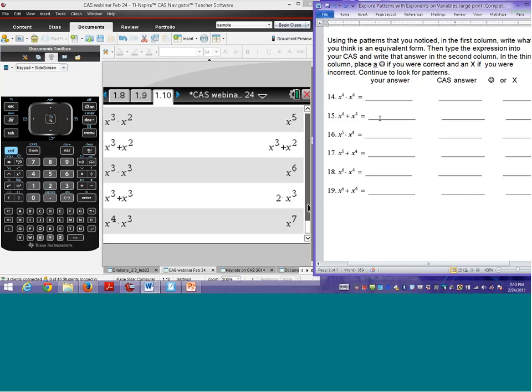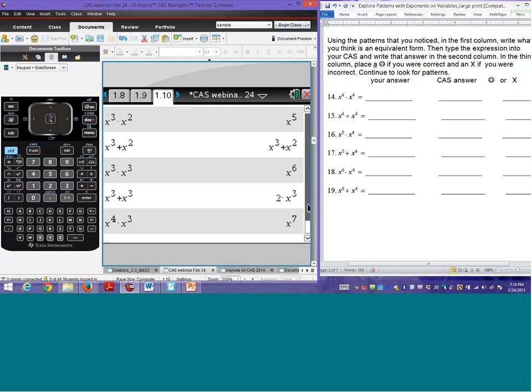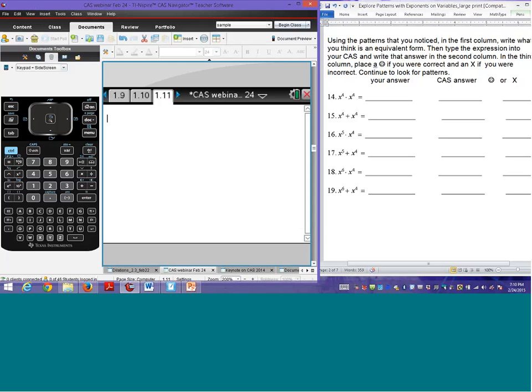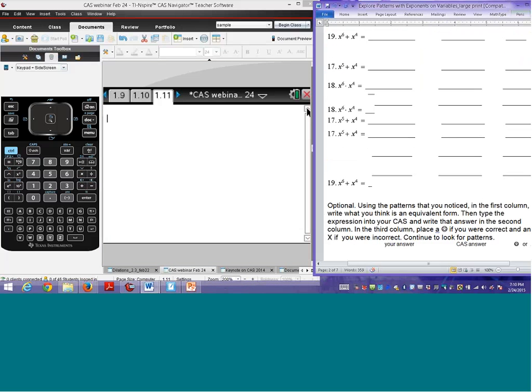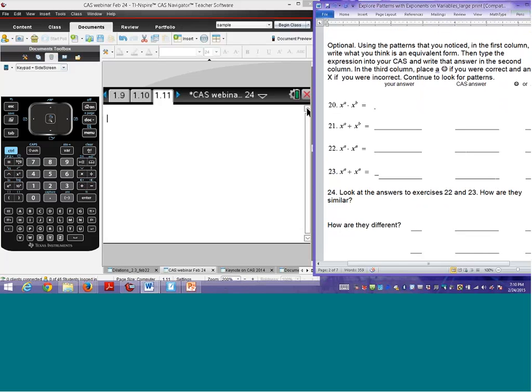And so they would go ahead and do number 15, x to the fourth plus x to the fourth, and hopefully write 2x to the fourth, and so on. And I can't remember if I have this on. So on the next page, this would be where they could type those answers in. And then after they've tried that, here's an optional part right here.